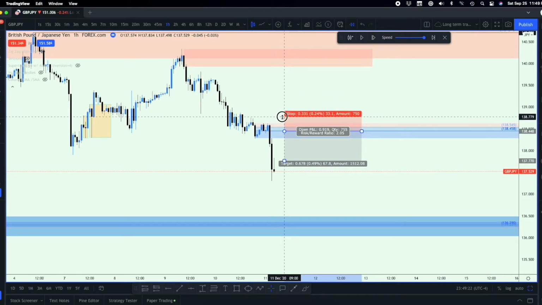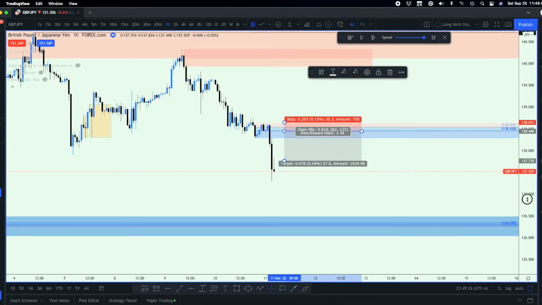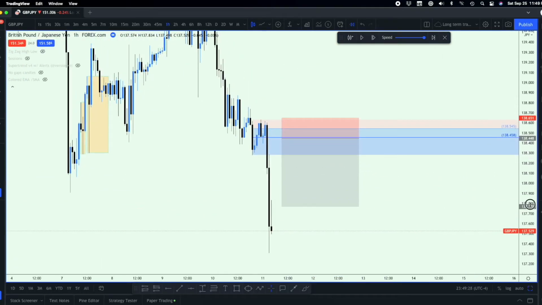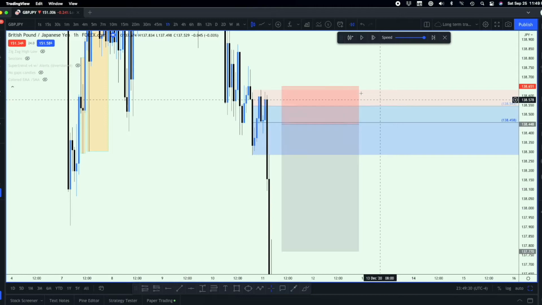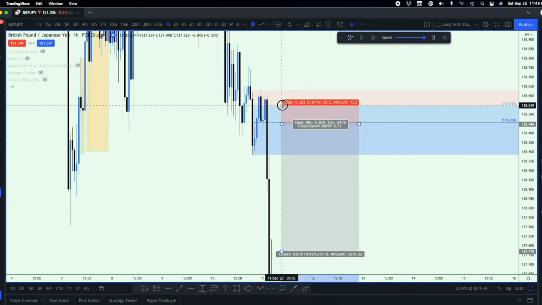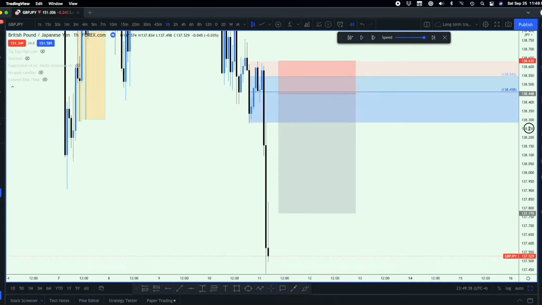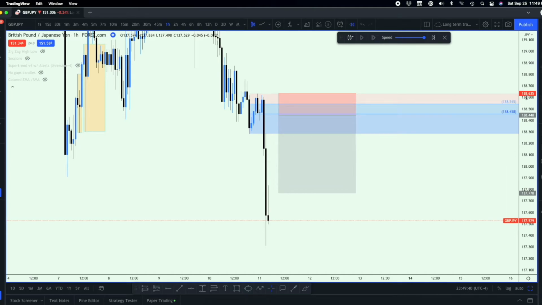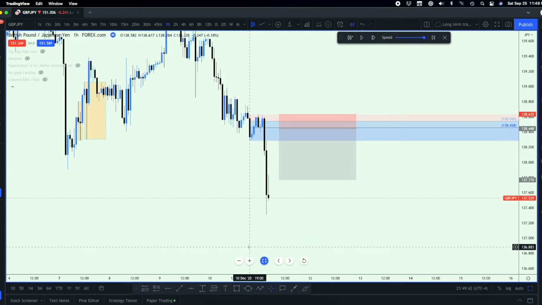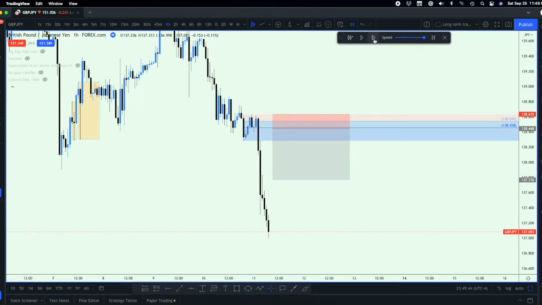I should have put it above that high, but I hate big stops, dude. Like 20 pips is too much for me. So I might use this as my stop. I know I should use the top of the MB, though. So let's use the top of the MB. Okay.